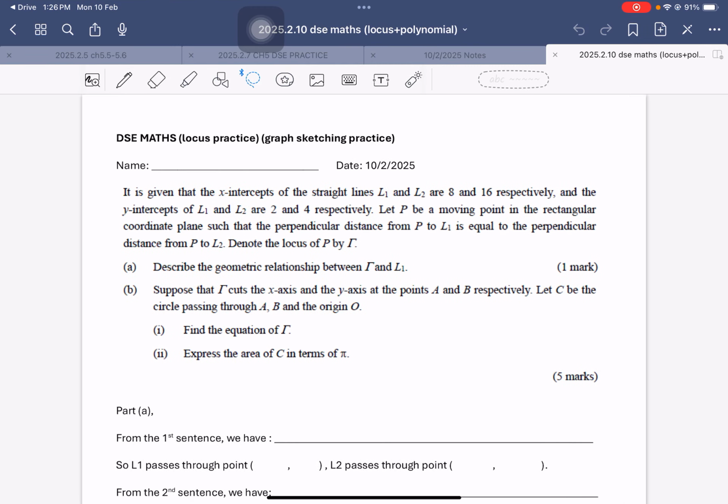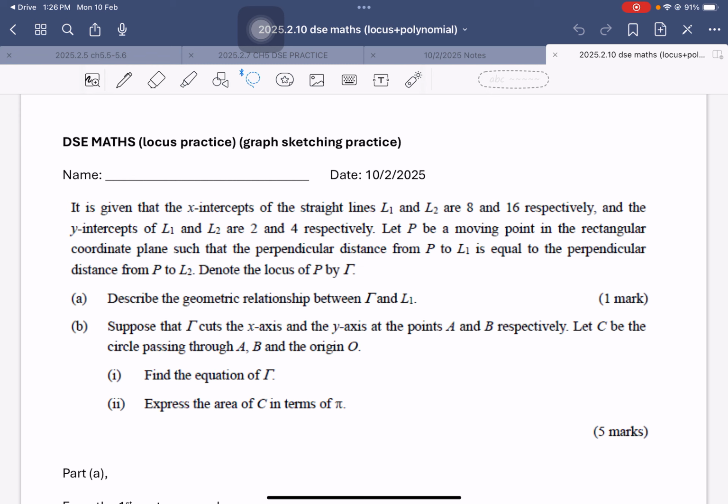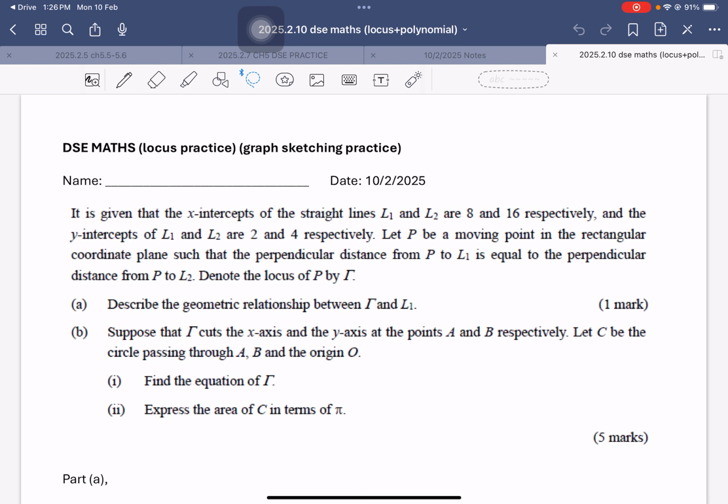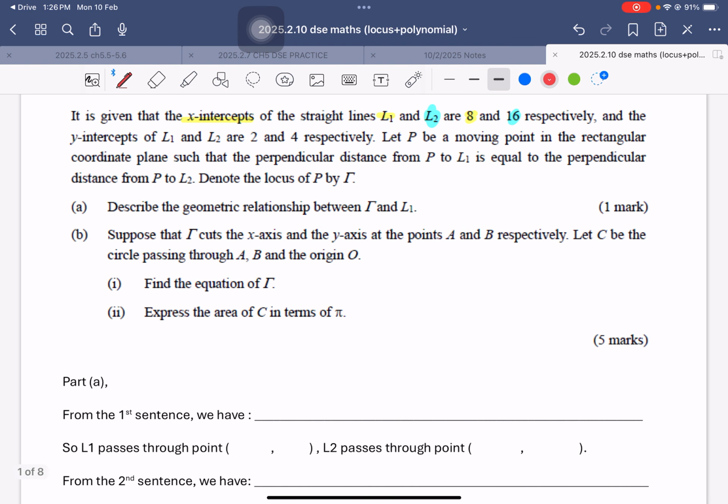Alright, so read the questions. So what's the first sentence? What's the first sentence told you? There's two x-intercepts. So how many straight lines do we have? Two straight lines, L1 and L2, and what's the x-intercept? 8 and 16. So the x-intercept of L1 is 8, and for L2 it's 16. So from the first sentence, you just copy it down, okay? The x-intercepts of L1, L2 are 8 and 16.